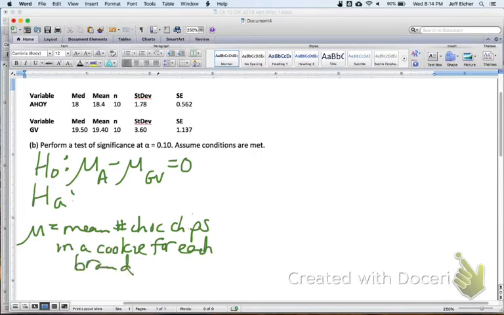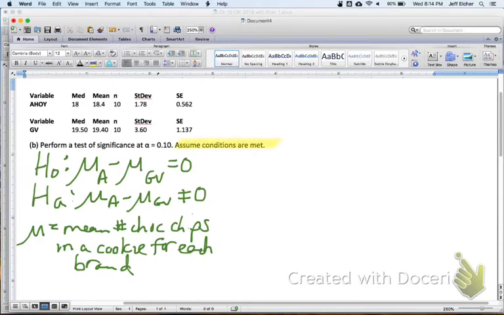And if you use good subscripts like A for Ahoy and GV for Great Value, that's really helpful to know your order of subtraction. And then your alternative is mu A minus mu Great Value does not equal 0. The individuals are interested that there's just a different number in Great Value compared to Chips Ahoy. Okay, so that's our first step. We've defined our parameter. The conditions were met, so thank you very much.